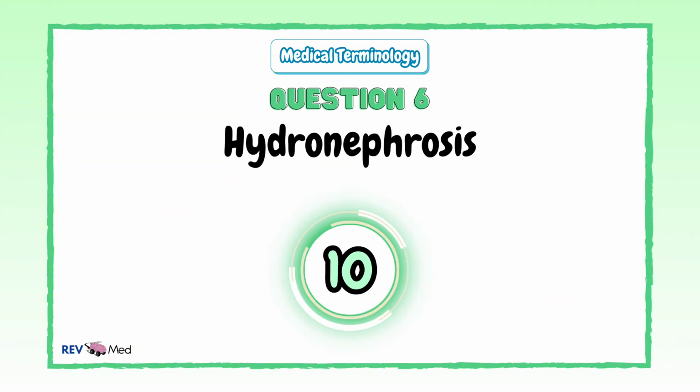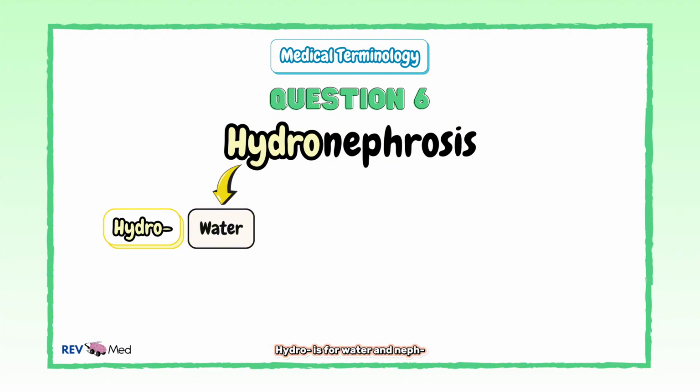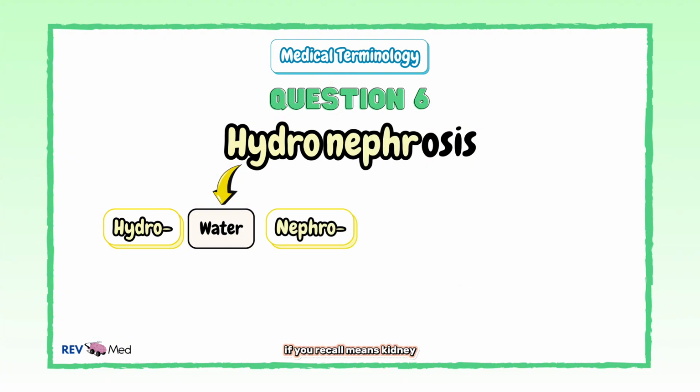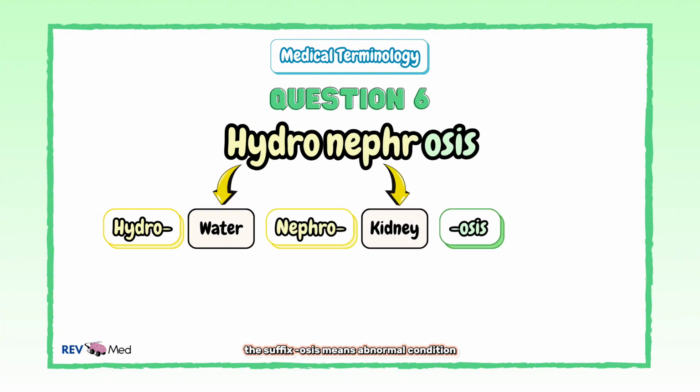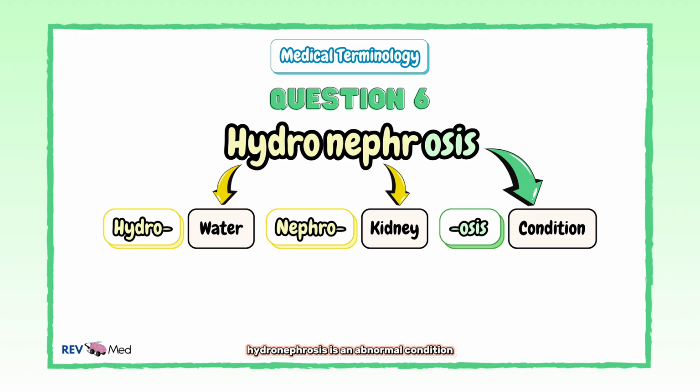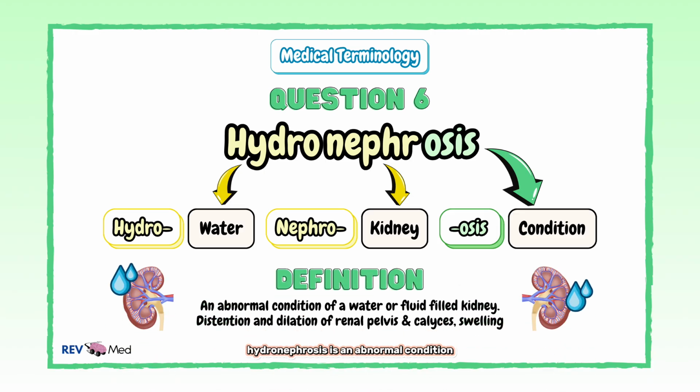Hydronephrosis. Hydro is for water, and neph, if you recall, means kidney. The suffix osis means abnormal condition. Hydronephrosis is an abnormal condition of a water or fluid-filled kidney. More specifically, it means the distension and dilation of renal pelvis and calyces.